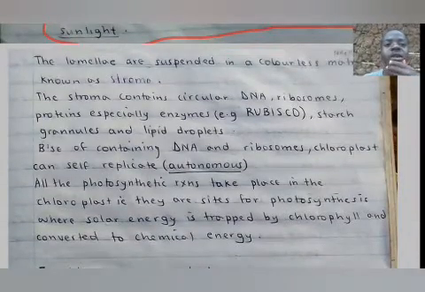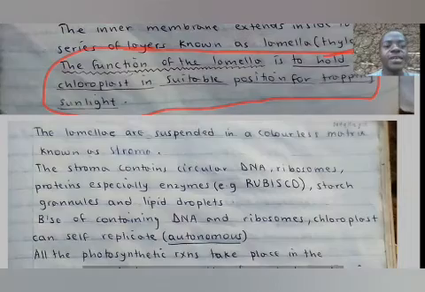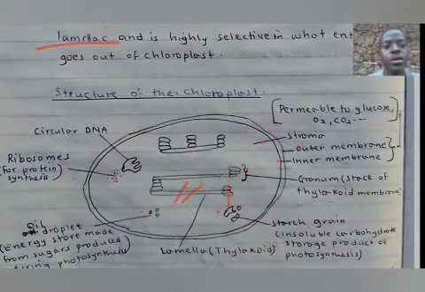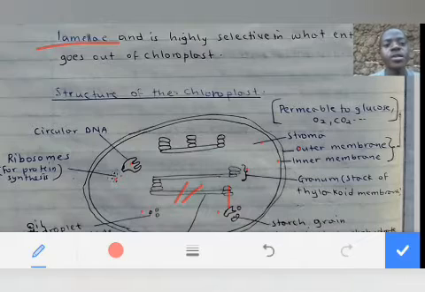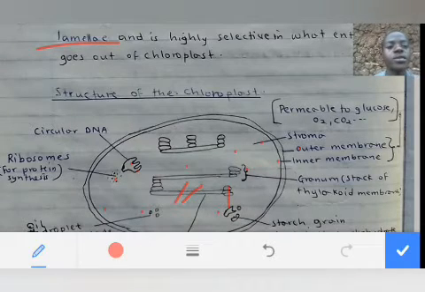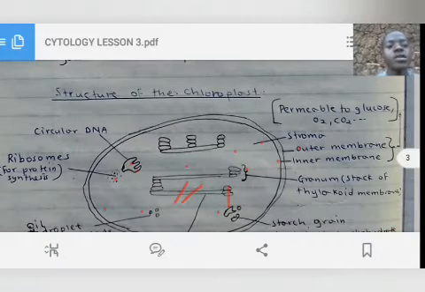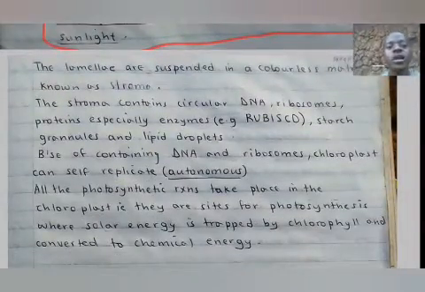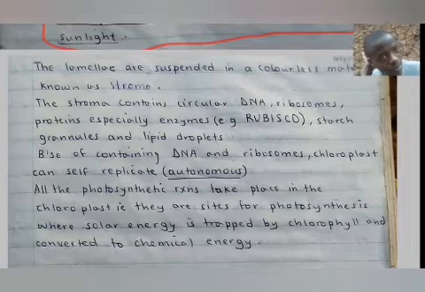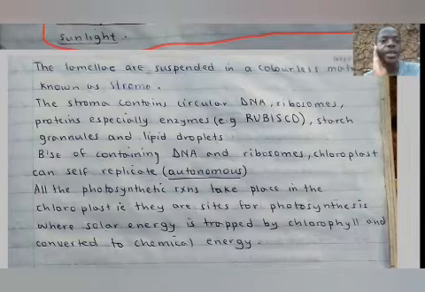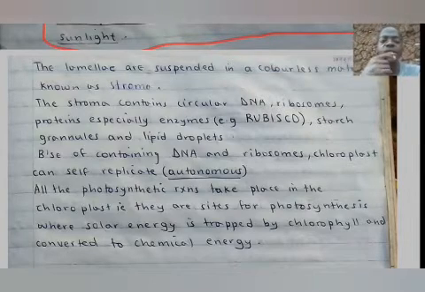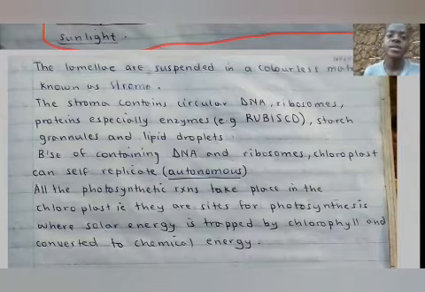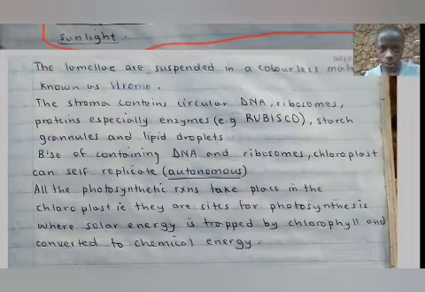The lamella are suspended in a colorless matrix. Because it is colorless, it is not visible; it is just here around, but you can't see it. This colorless matrix is known as stroma. The stroma contains the chloroplast DNA, the ribosomes, proteins like rubisco, which we shall look at during the Krebs cycle, the starch granules, and the lipid droplets.